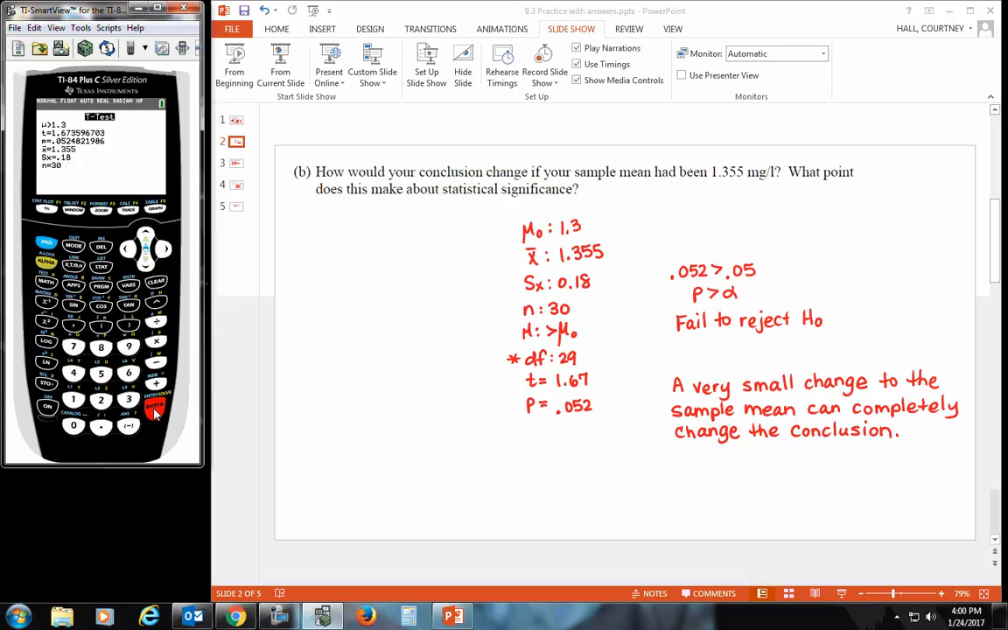So with that little bit of a difference in the sample mean, it actually causes us to completely change our conclusion. On the last one, we had p less than alpha, so we rejected. Now with that little bitty change to our sample mean, we fail to reject, the completely opposite conclusion. So what we should have seen is that a very small change to the sample mean can completely change your conclusion. Even just a little bitty alteration can really make a big difference statistically speaking.